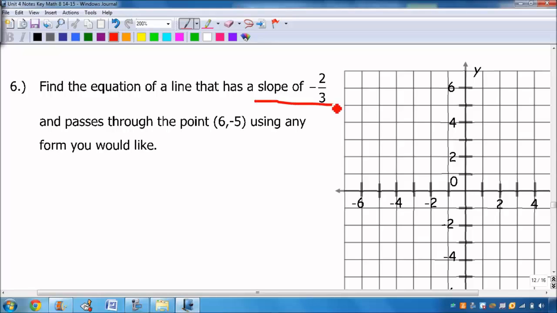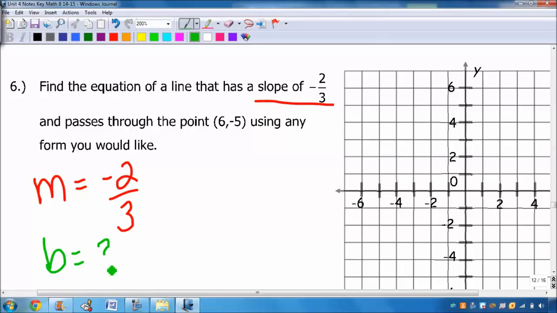So we know the slope. That's not an unknown piece of information. We know it. But it does not tell us what the y-intercept is. So the y-intercept is unknown, okay? Now, we do have an x value of 6. So we know that this number right here is x. And we know that this negative 5 right here is y.